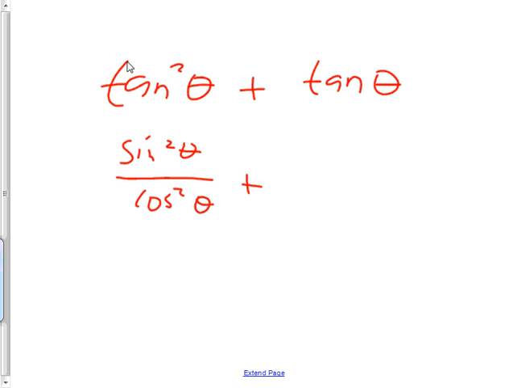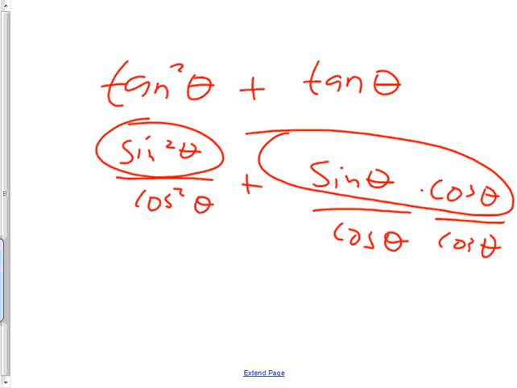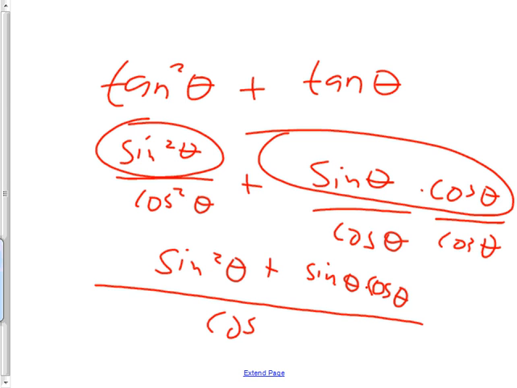So tangent could be sine over cosine. Does it have a common denominator yet, though? No. So if it has a common denominator, we could multiply cosine over cosine, and then now it'll have a common denominator. And now it's going to be sine squared plus sine cosine all over cosine squared. And why on earth would you ever have wanted to do that? Hold on, I'll tell you why. All over cosine squared.